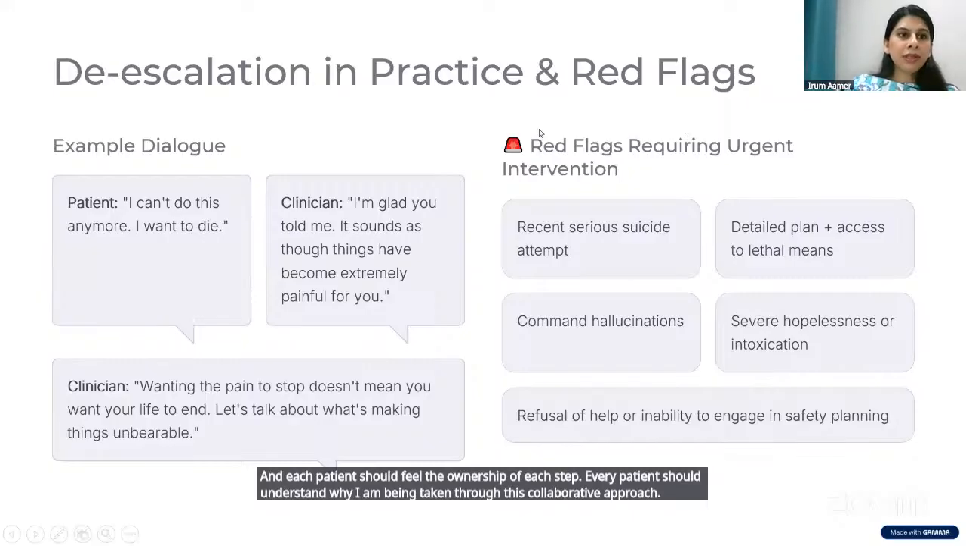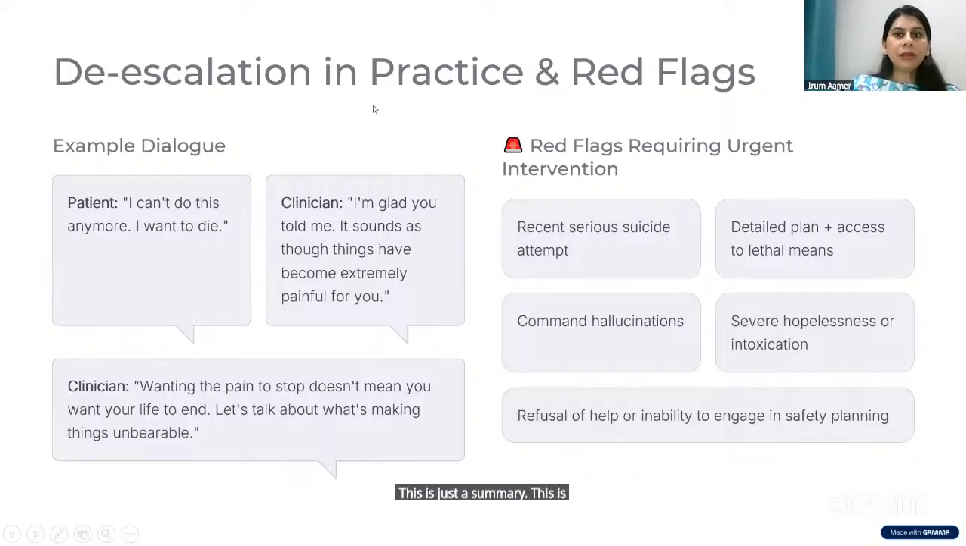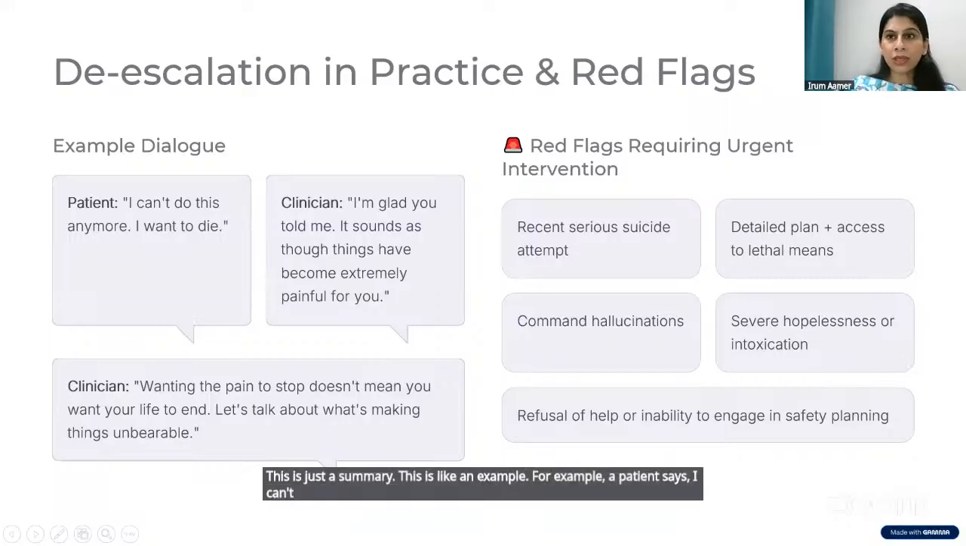This is just a summary. This is like an example. For example, a patient says, I can't do this anymore, I want to die. The clinician can reply, or the family, friend, or anybody can reply, I'm glad you told me.